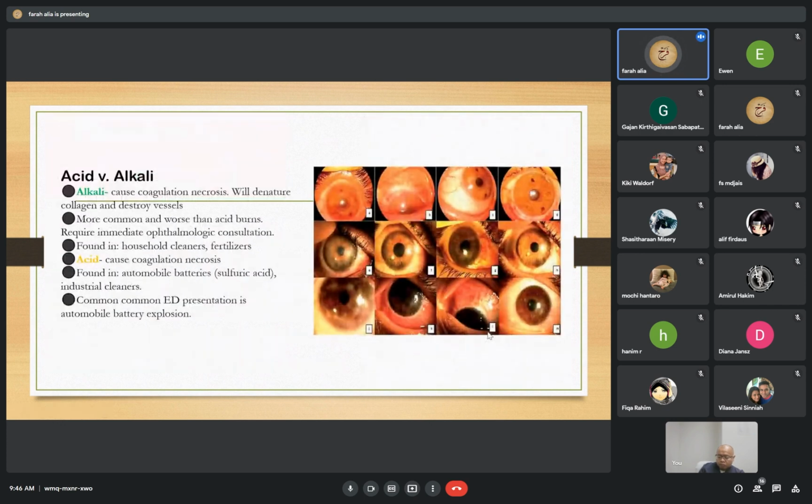So this is the type of chemical burn that can occur. We have alkali and acid. For the alkali, it can cause coagulation necrosis, will denature the collagen and destroy the vessel. It's the most common and has worse complications than acid. So it requires immediate ophthalmology consultation. It can be found in household cleaner or fertilizer. For the acid, it will also cause coagulation necrosis. It is most commonly found in automobile batteries.